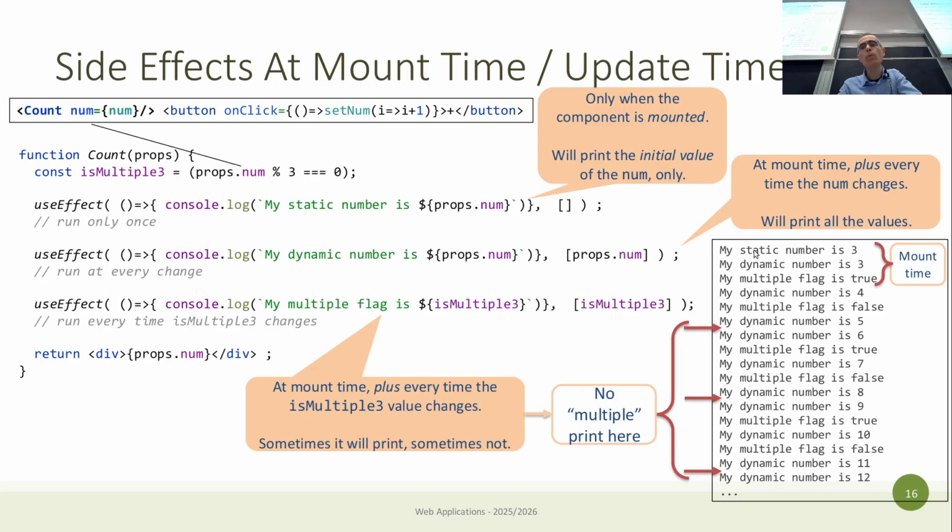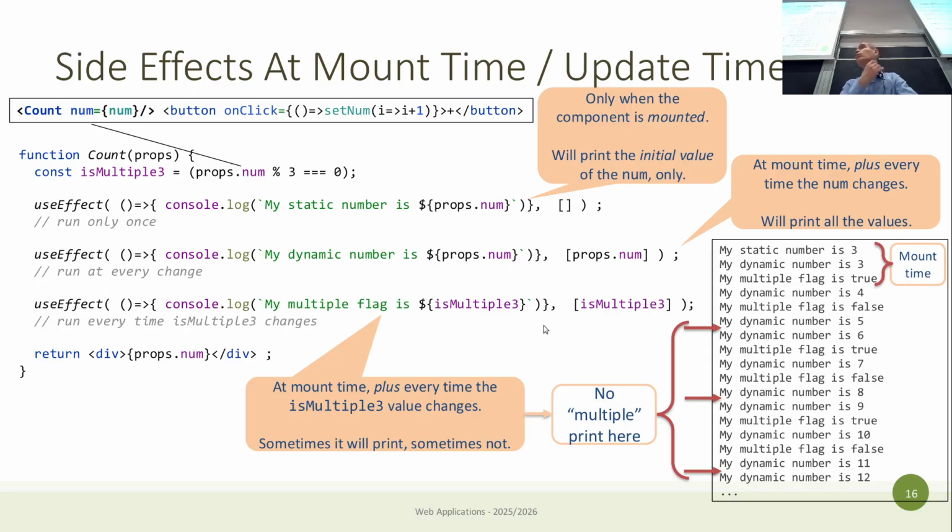You see here in the console log output, static appears only once at mount time. And then run at every change. Console log, my dynamic number is props num again, and props num is the value that is used to decide if we should print something or not. So my dynamic number is 3. Of course, it runs at mount time. Plus 4, 5, 6, 7, 8, 9, 10, and so on. You see dynamic, and so on.